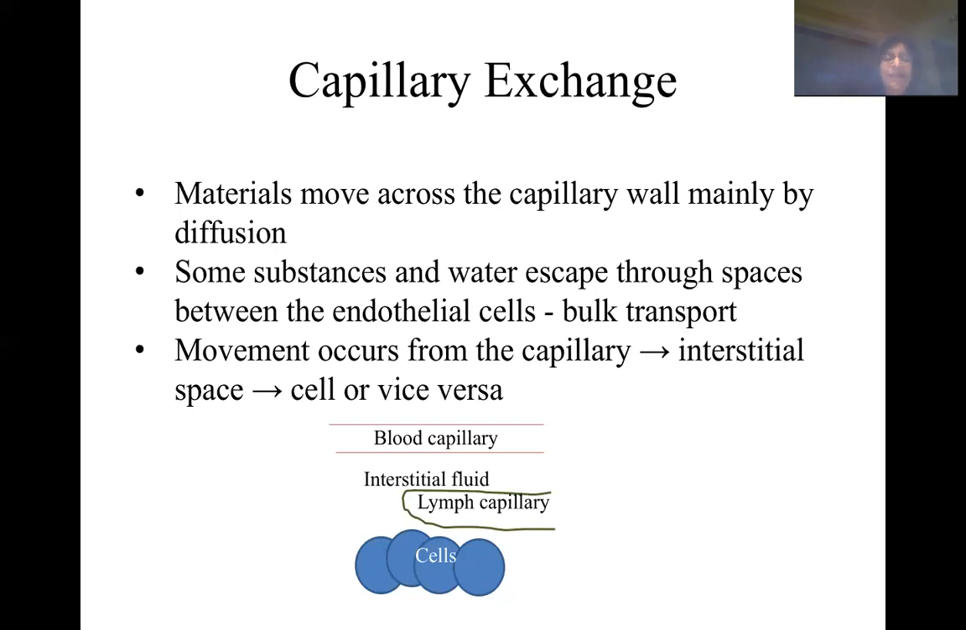Now, the next thing we want to talk about is the forces that are associated with bulk transport. Okay, bulk transport is the movement of so much fluid in or out of the capillaries. How is it possible? There are a variety of forces involved, and these forces determine the direction in which fluids move.